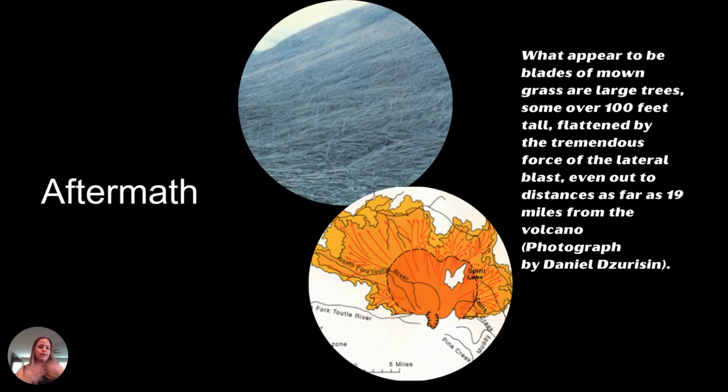The aftermath of that was a lot of trees falling down. That top photo shows you a bunch of very large trees that were over 100 feet tall that were flattened. All of that blast looks like it mowed them down essentially. And then that bottom photograph shows you the extent of some of the lava. It's a little cut off, but it's fairly extensive from the vent.